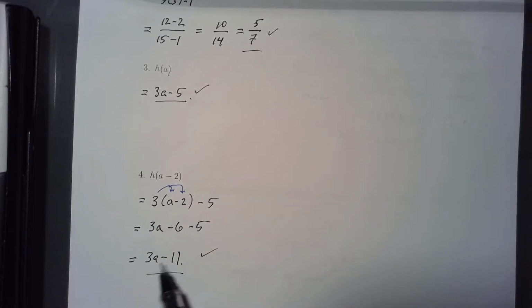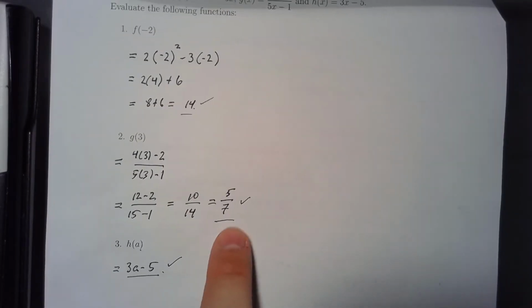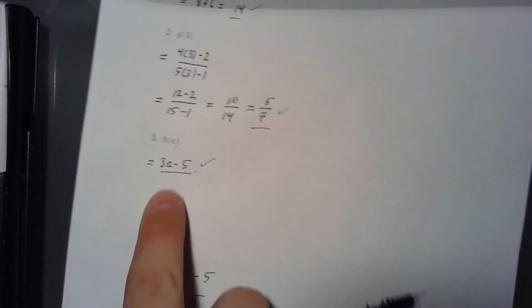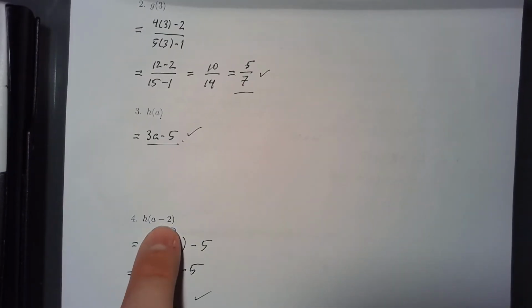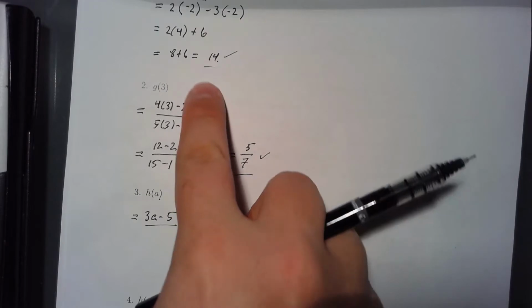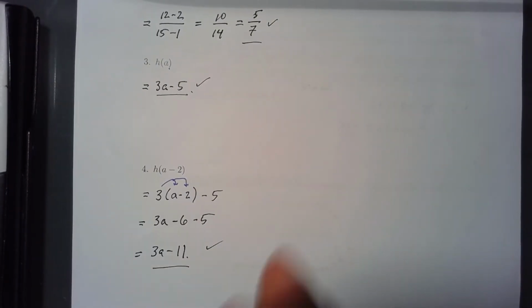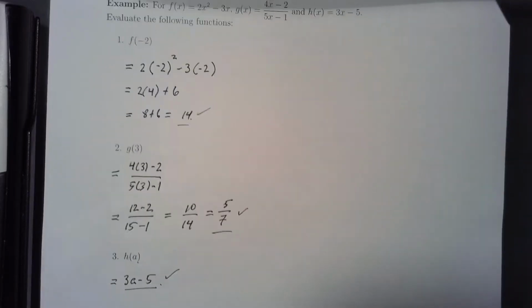Just because you get an algebraic expression doesn't mean it's wrong. You're not always going to get a number. I want you to recognize that. When you're evaluating functions at numbers, or at variables, or expressions of variables, sometimes you're going to get a number as the output, or you're going to get an expression as the output. It just depends what you have.